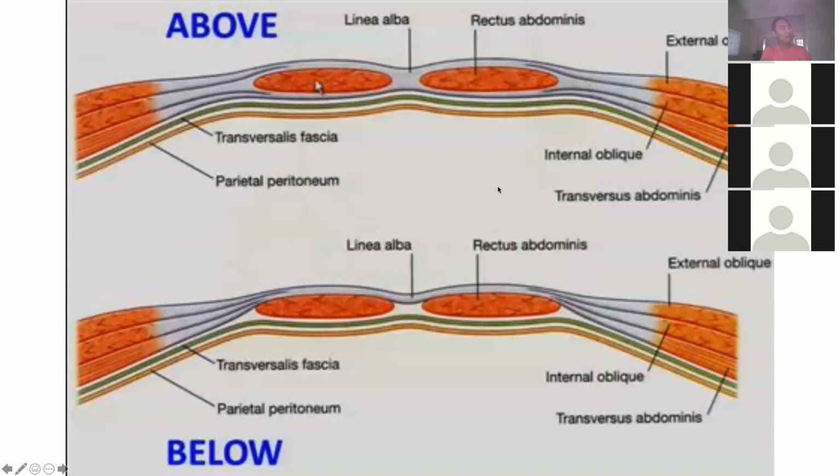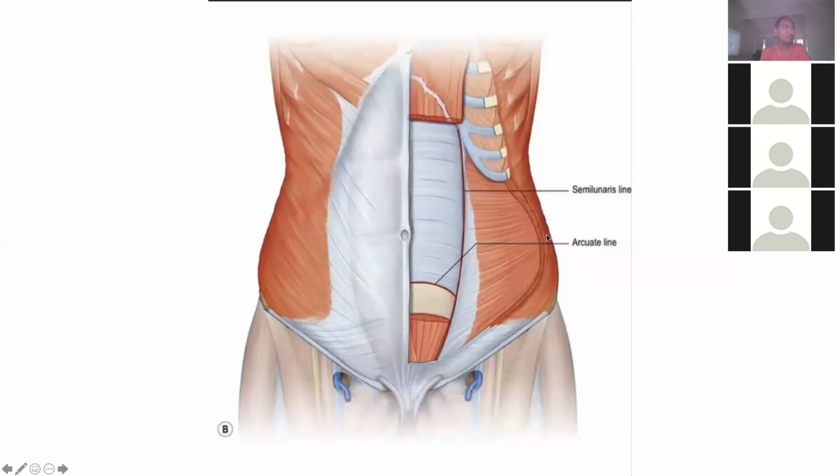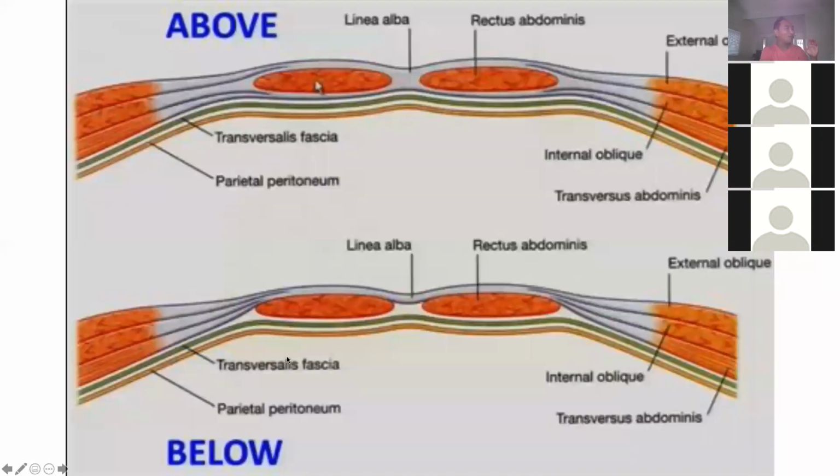But below the arcuate line, somewhere midway between the umbilicus and the symphysis, at that level all the muscles change their mind and go in front of the rectus muscle. On the posterior aspect of the rectus, below the arcuate line, we only have the green, which is the transversalis fascia.